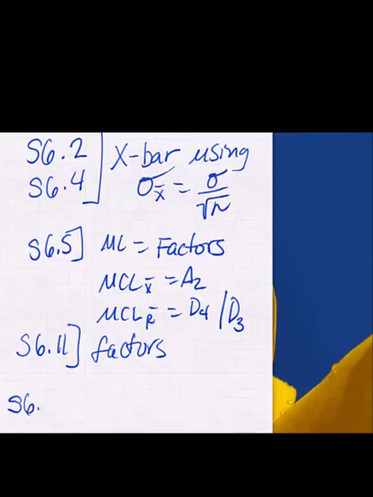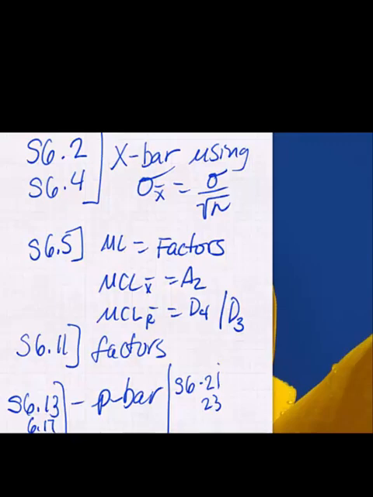So 6.13 is going to be a P bar. And then 6.21 and 6.23 are C bars.